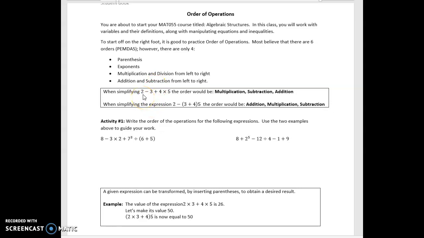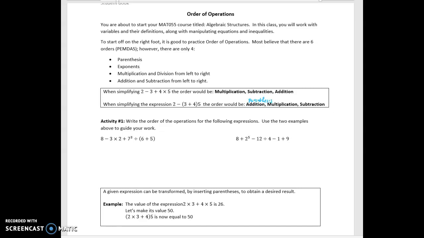So if we look at these two examples, we have 2 minus 3 plus 4 times 5. So the multiplication comes first, which is stated here, and then we're going to subtract, and then we're going to add. Likewise, in this one, we're going to do parentheses or addition first, then the multiplication, even though it's thrown back there in the back, and then lastly, we're going to subtract. So we can either say parentheses, or we can just say addition. Instead of writing addition, we could write parentheses.